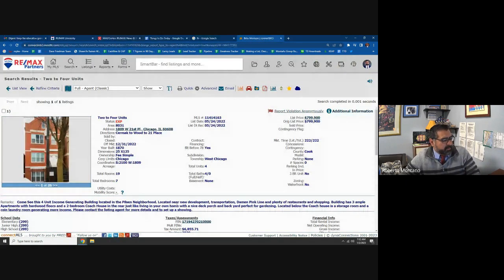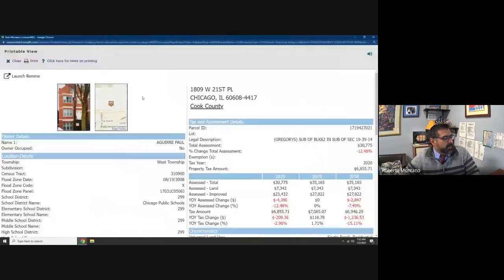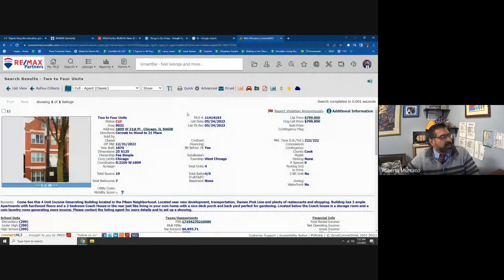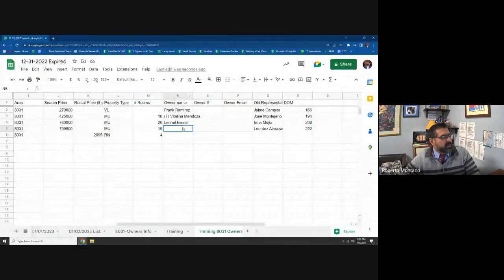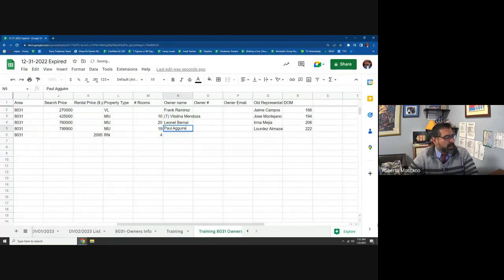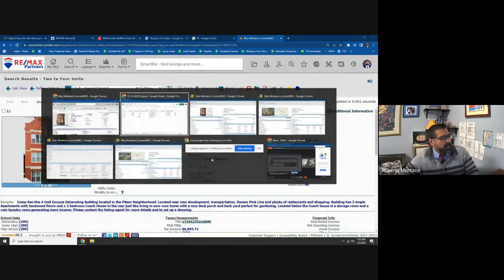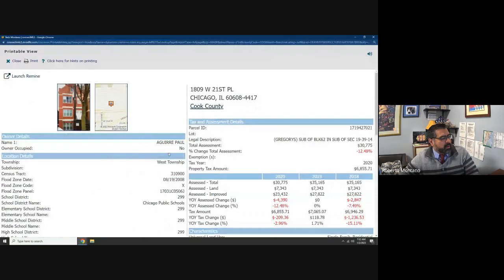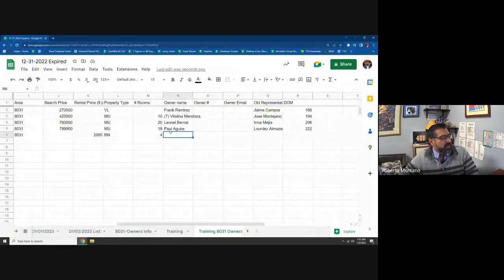Who owns this property? Relatively low taxes, by the way. Relatively low. I'll use that. Double R.